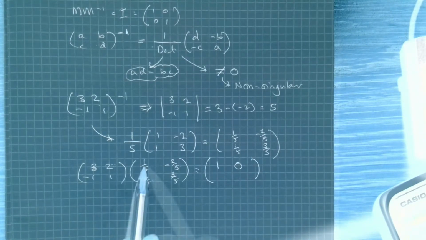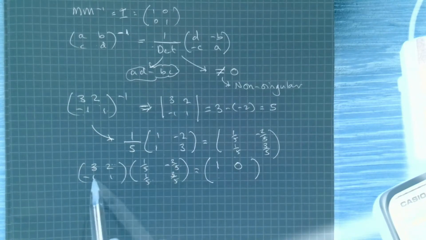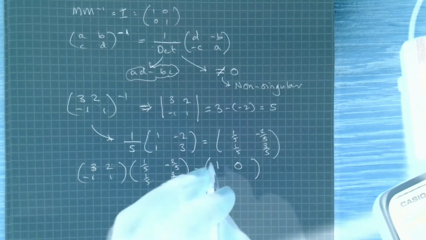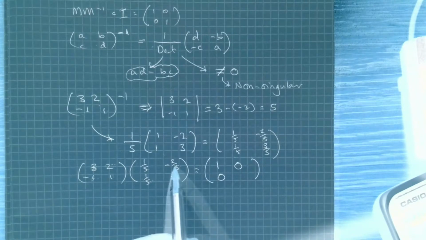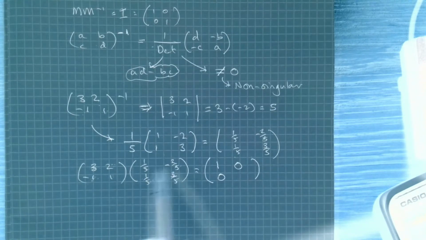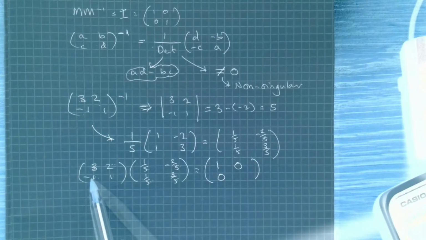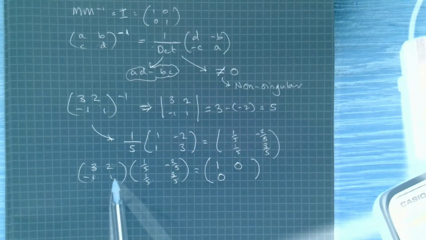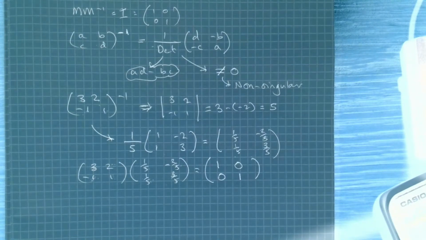If I do this times this plus this times this, bottom row first column, this is -1/5 plus 1/5, so that's going to be 0. And then -1 times -2/5 is 2/5, so we've got 2/5 plus 3/5, and 2/5 plus 3/5 is 1. So there you can see it works. That's how you find the inverse of a 2 by 2 matrix.